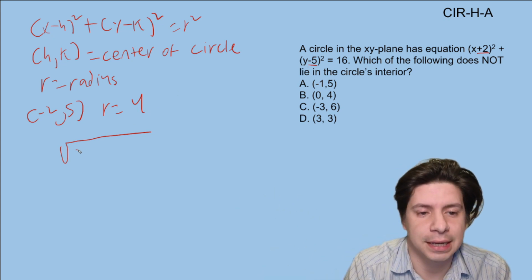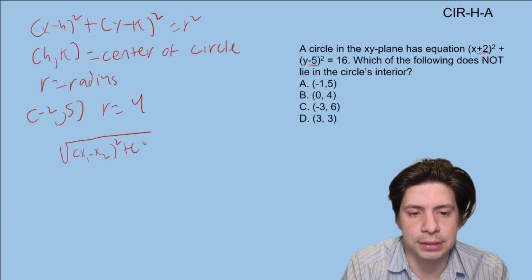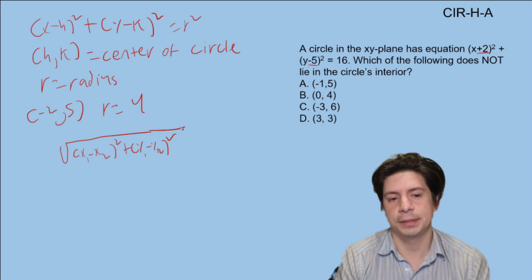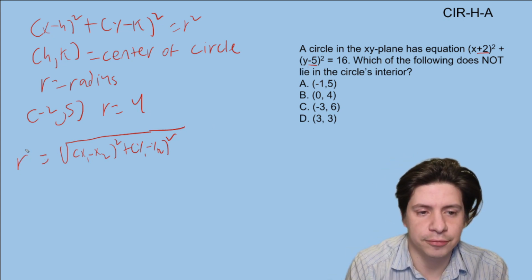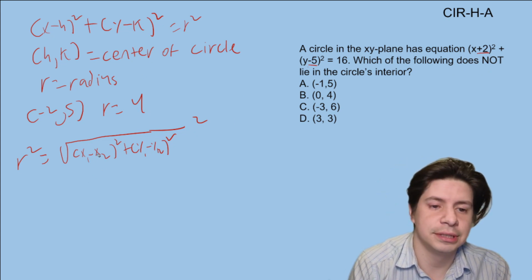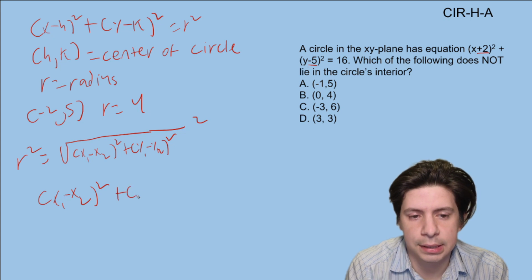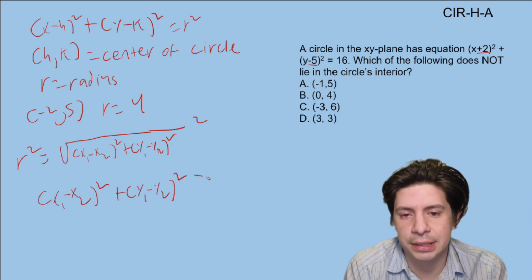So the distance formula is the square root of (x1 minus x2) squared plus (y1 minus y2) squared. This equals r. So if we square both sides, we're going to get r squared, which is up here. So this has to be, does not lie in the circle's interior. So basically (x1 minus x2) squared plus (y1 minus y2) squared has to be greater than 16.